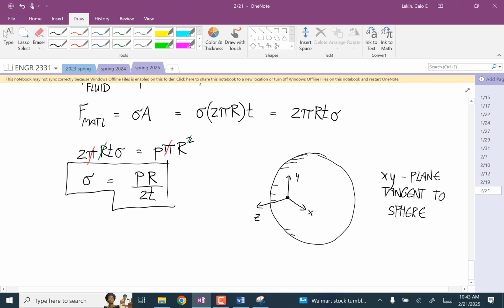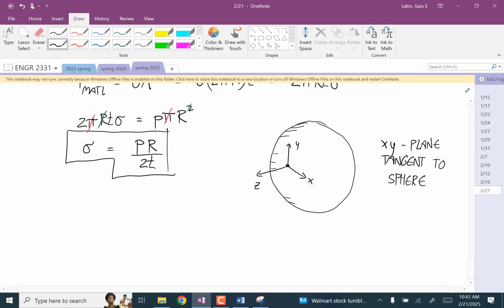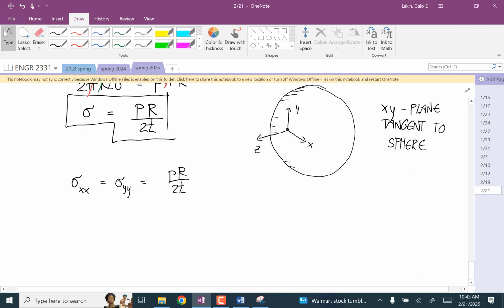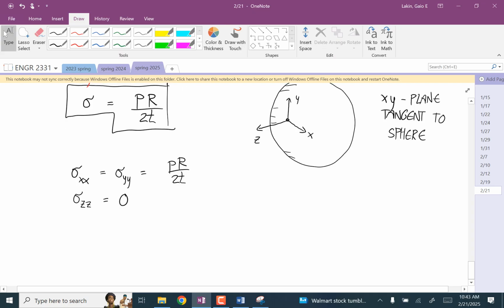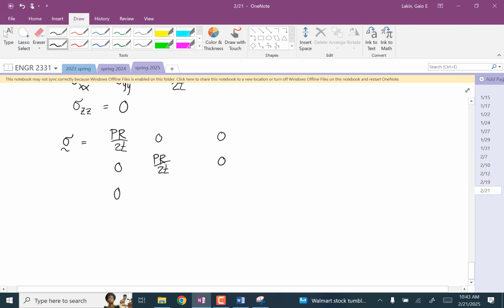Okay, so now what this says is if you have an xy plane that's tangent to the sphere at whatever point you're looking at, then sigma xx and sigma yy are both equal to PR over 2t, and sigma zz is equal to 0. Or in other words, the stress tensor is PR over 2t, 0, 0, 0, PR over 2t, 0, and then 0, 0, 0.